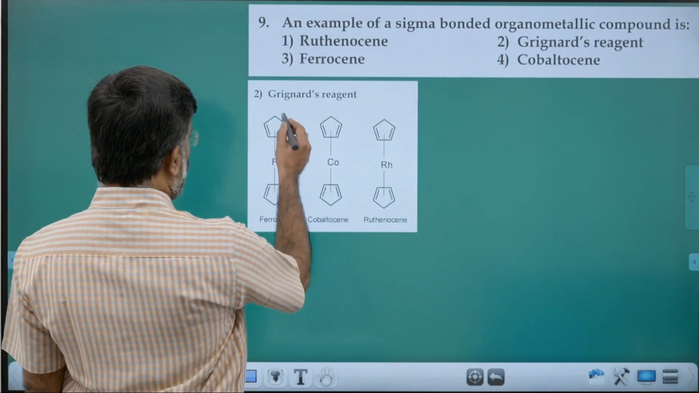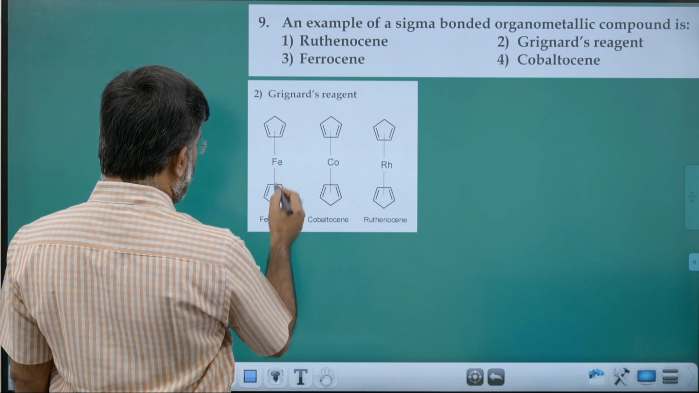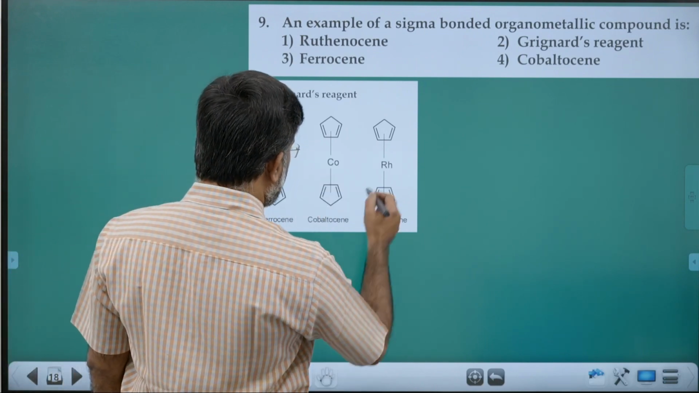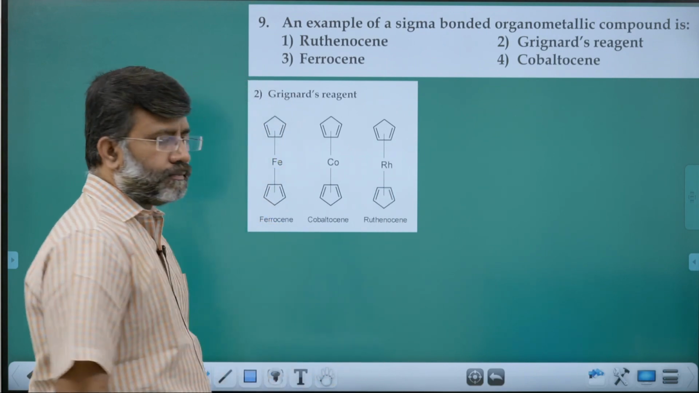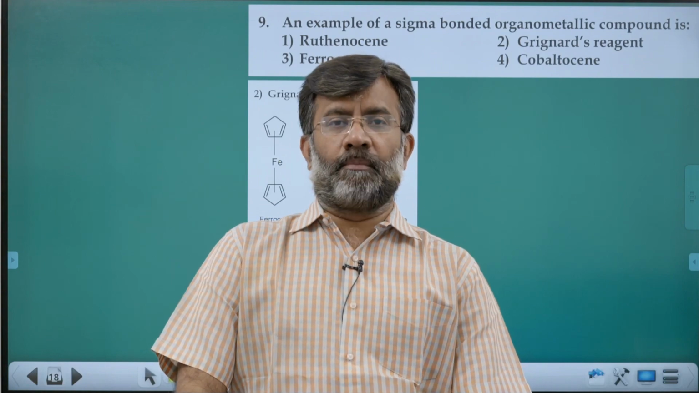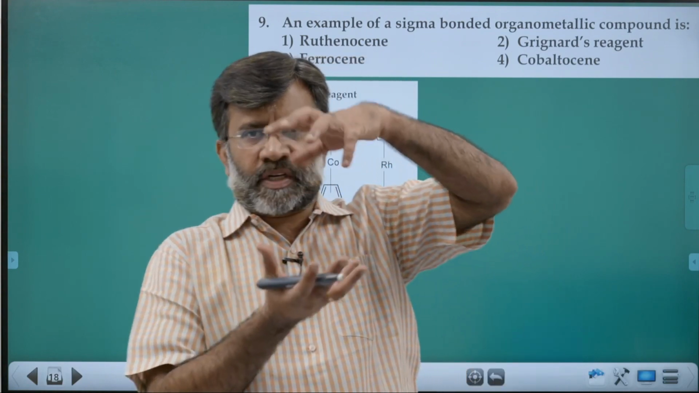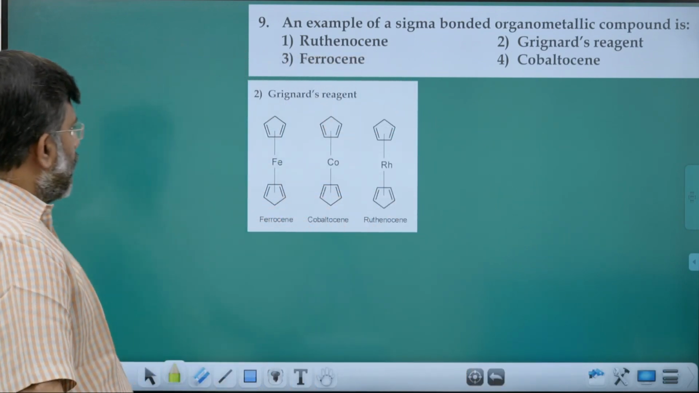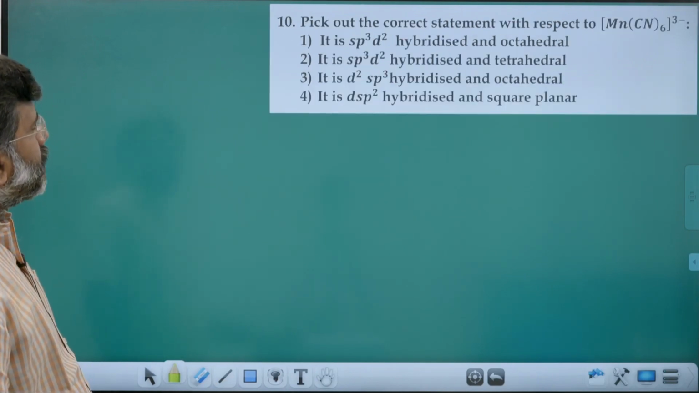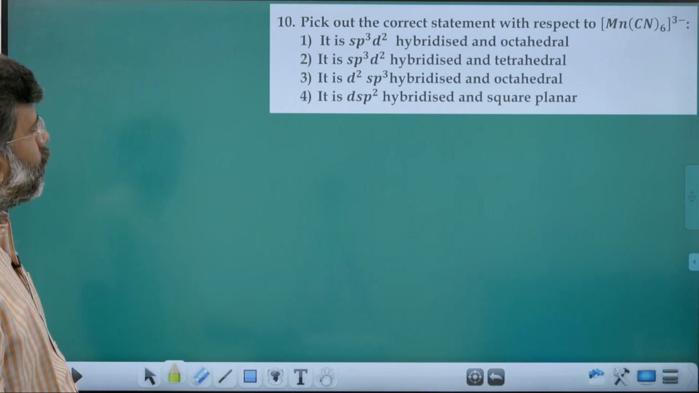These are the molecules: ferrocene, the aromatic pentagonal ring sandwiching iron, cobaltocene, ruthenocene. Okay, they are pi complexes, that is, sandwich type molecules. Next, the correct statement with respect to MnCN6 3 minus.